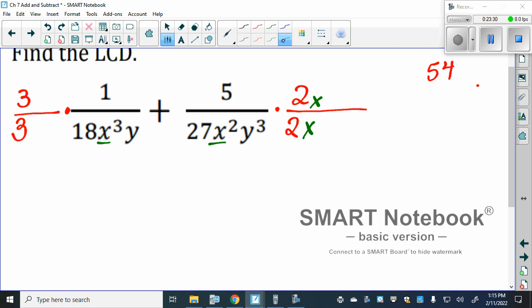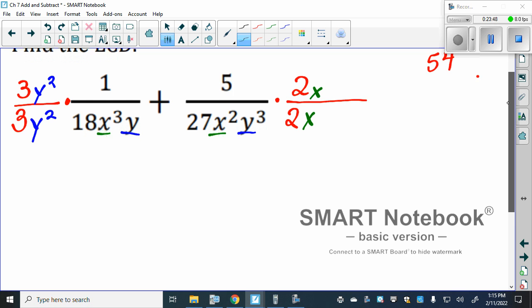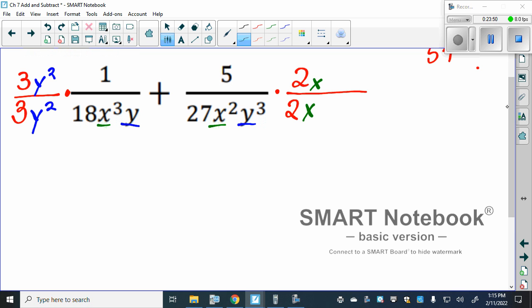Now we can look at the y's. On the right-hand side, we have y cubed. On the left-hand side, we have y to the first. So how many y's are we missing on the left-hand side? 2. So we need to multiply it by y squared over y squared. With this, we will have the denominators the exact same as 54x cubed y cubed.